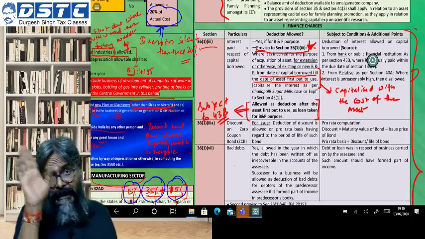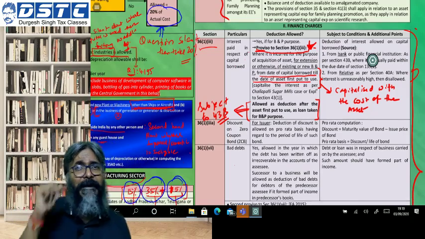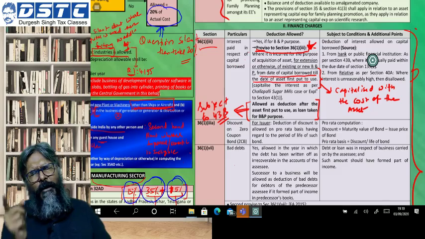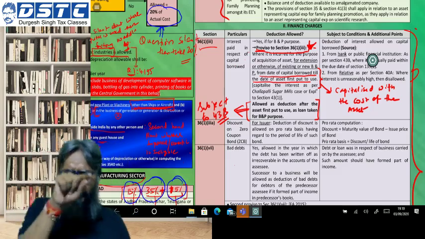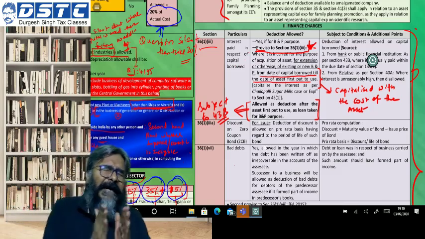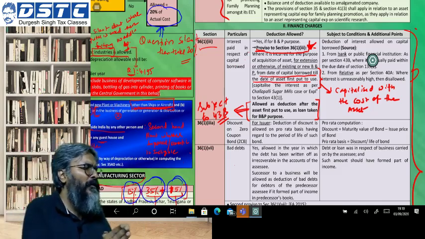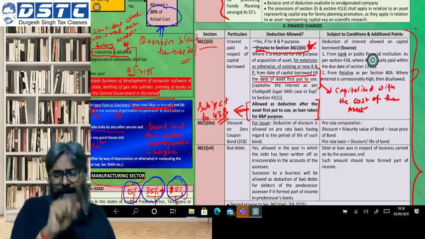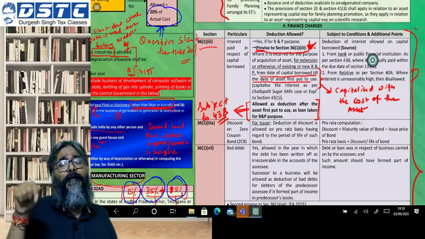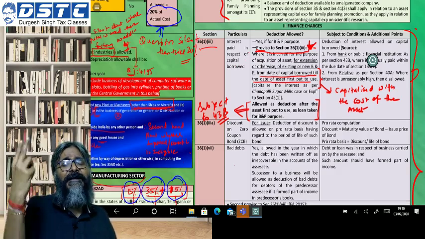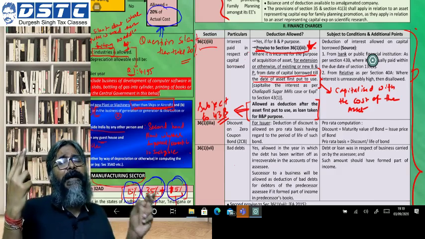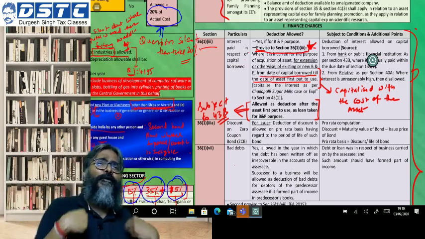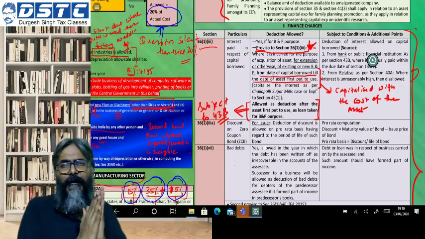Yes. On my right hand side, the condition part, I have already made a mention. 43B, students, in respect of interest on loan will be applicable. That is to say, the deduction for interest on loan will be allowed where the loan has been taken from a bank or financial institution. In such a case, the interest on such loan will be allowed to you as a deduction only when you make the payment.